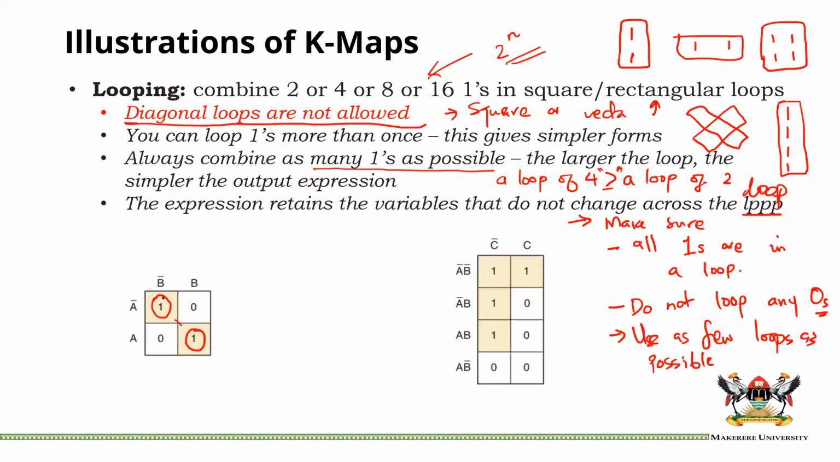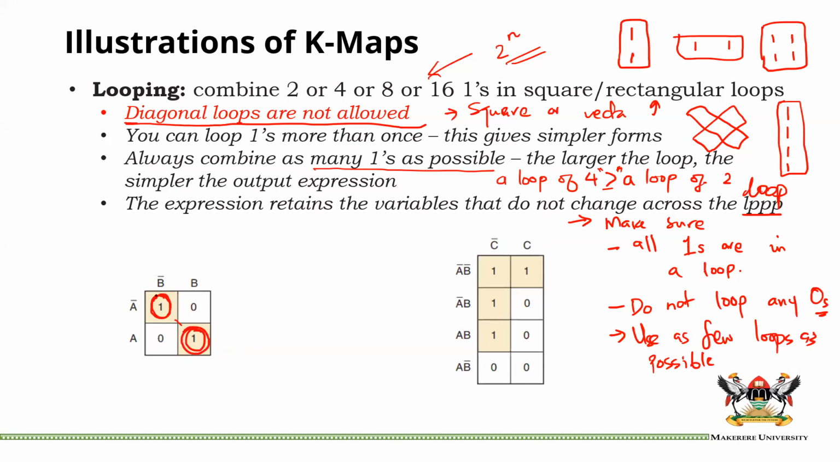So if we look at this, we cannot loop these ones to each other. If we were to loop them together, they would create a diagonal loop, and a diagonal loop is not allowed. So we are forced to loop them individually.